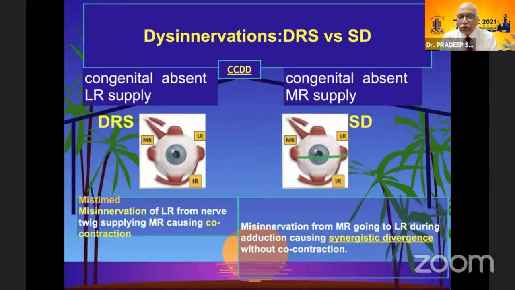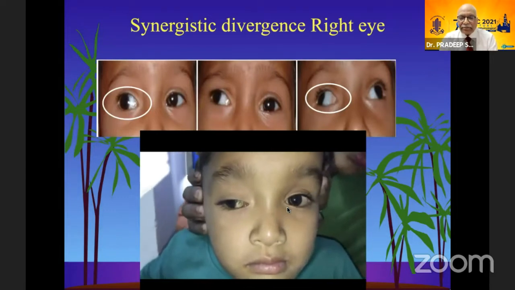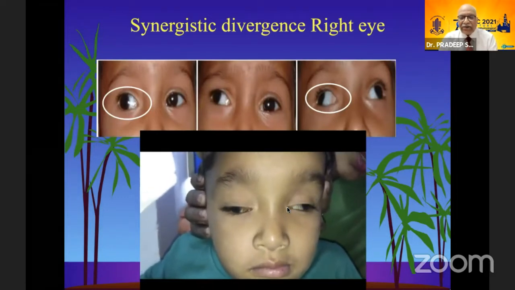A classical example is Duane's retraction syndrome, in which you see the paradoxic innervation coming to the lateral rectus during adduction. Synergistic divergence is another example of an aberrant innervation, in which the innervation, instead of going to the medial rectus, goes to the LR, just the reverse of what you see in DRS. And that is why some people label it as type 4 DRS. So synergistic divergence, if you see this child, the moment he looks in abduction, you can see there is a further abduction impulse which comes in the eye, which was missing in the primary abduction effort.